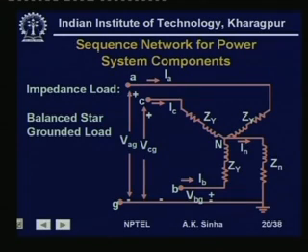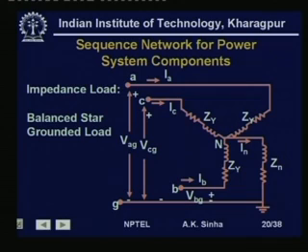Now, let us go into trying to find out the sequence component model for 3 phase loads. We will start first with a balanced star connected load, which is having its neutral grounded. So, here we have an impedance load, which is a balanced star grounded load. So, this is a balanced star connected load Z y, Z y and Z y in the 3 phases, and the ground or the neutral is connected to ground through an impedance Z n.